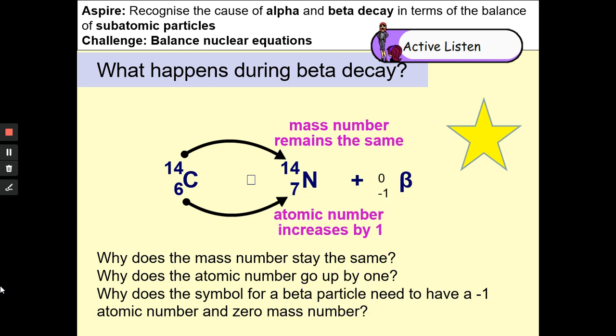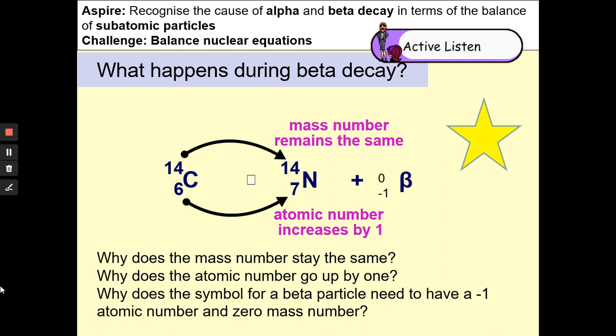So if you've had a look at it, remember no particle with mass is lost from the nucleus during this reaction, only that tiny little electron that doesn't weigh anything compared to the nucleus, and so the mass number stays the same. But when a neutron breaks down, shooting out that electron, it leaves behind a proton. So we've gone from 6 protons in the original to 7 in the new one. So we've made a new element again.